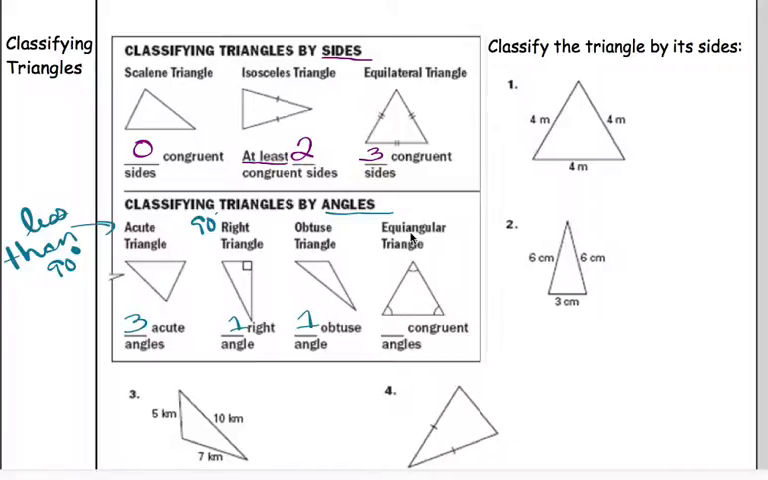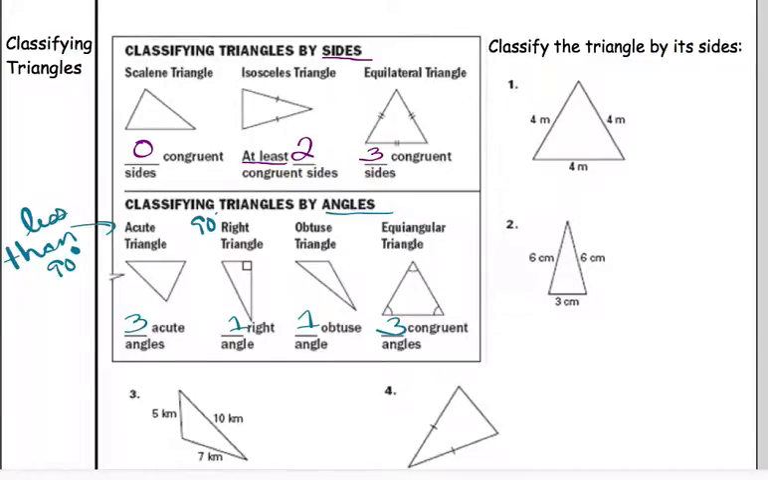Equiangular is a special name just for triangles that are equilateral, or when all the sides are the same, all the angles are the same as well. So here in this picture, all of the angles are marked with the same marking. They have 3 congruent angles, so that's equiangular.